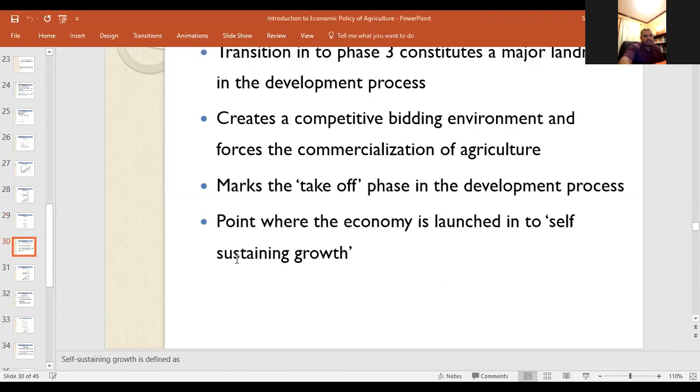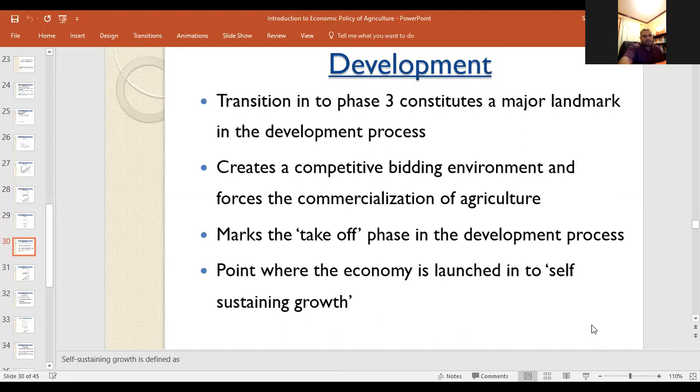Now, the transition to phase three is a major landmark in the development process. What it does is create a competitive environment, and this is particularly important for us, because it's a competitive bidding environment for labor that forces the commercialization of agriculture. Because you no longer have this unlimited supply of labor existing in the agricultural sector, you are now forced to pay persons according to marginal physical productivity, which will obviously be a higher wage. The commercialization of agriculture will occur at that point, because persons will begin to invest in technologies, or new technologies will be imported if you're talking about a developing country, which we are in this situation.